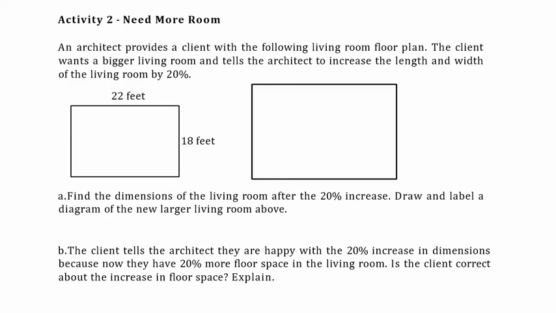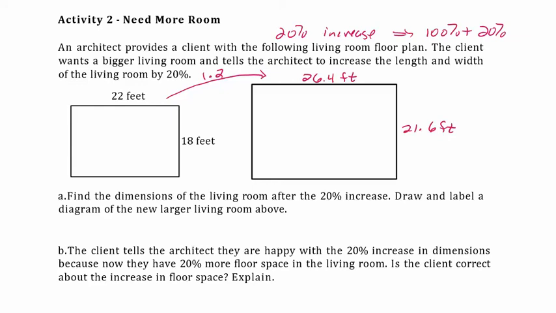All right, let's see how you did. Well, if we want to increase by 20%, our multiplier is 120%, just like we learned previously. So our multiplier is 1.2, a 20% increase. A 20% increase is saying you're going to have the 100% you started with plus 20%, 120%. So we're going to multiply 22 by 1.2, and we're going to get 26.4 feet. And we're going to multiply 18 by 1.2, and we're going to get 21.6 feet.